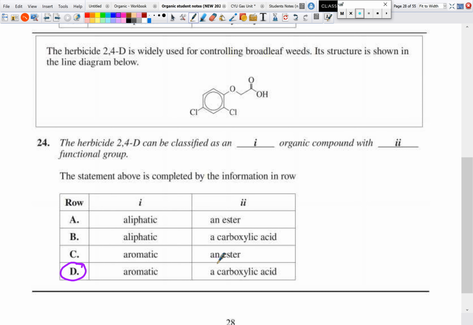Now, of course, the reason for this, if you did choose an ester, just look right here. This is not an ester functional group, because the ester functional group has that oxygen directly attached to the carbon with the doubly bonded oxygen there, whereas this one here, there's a carbon right here. All right, so they're not directly attached. That's why this is not an ester group, but we do see our carboxyl functional group right here. So that's why it is D, aromatic, because of the benzene ring and of course carboxylic acid.